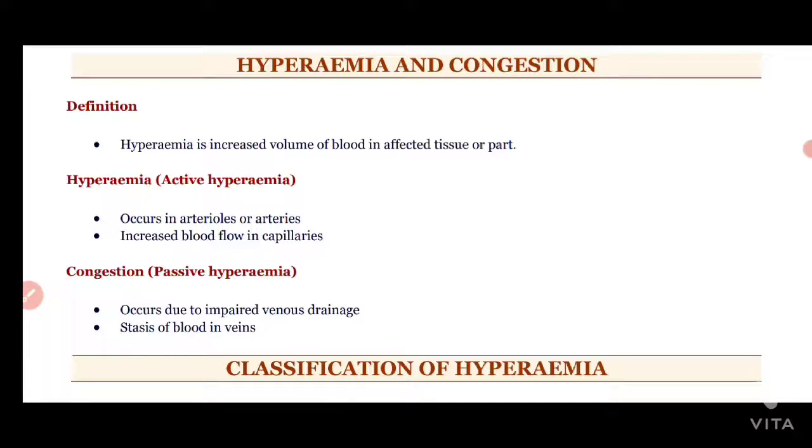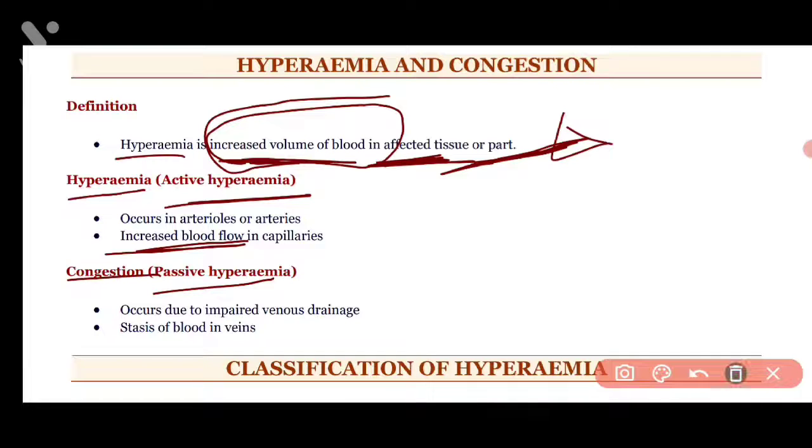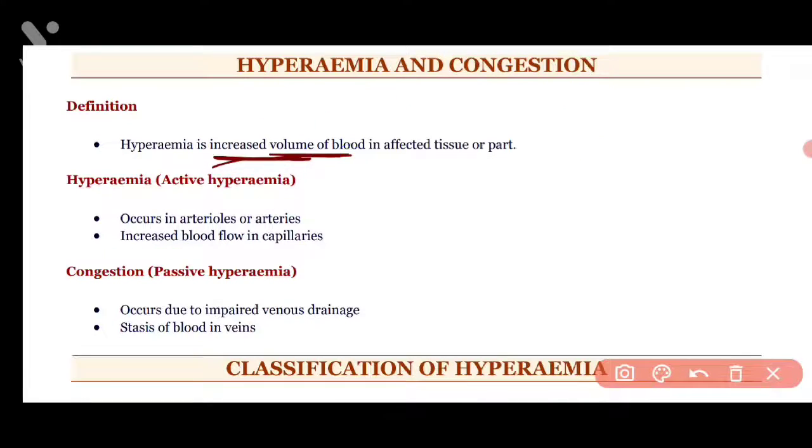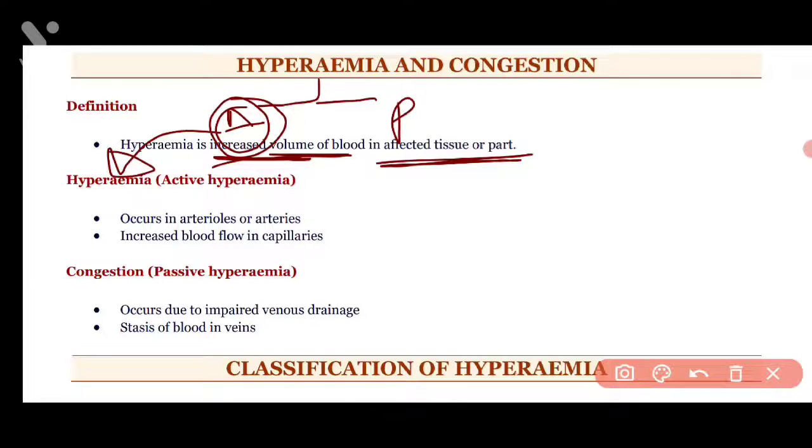Now, let us look at the word hyperemia. Hyperemia includes two words, that is hyper and emia. As you all know, hyper is anything which is above the normal, and emia, as always, indicates the blood. Hyperemia is nothing but the increased volume of blood in affected tissue or any other part of the organ of the body. Now, generally, hyperemia is itself classified as active and passive. The active hyperemia is itself called hyperemia, and the passive hyperemia is called congestion.